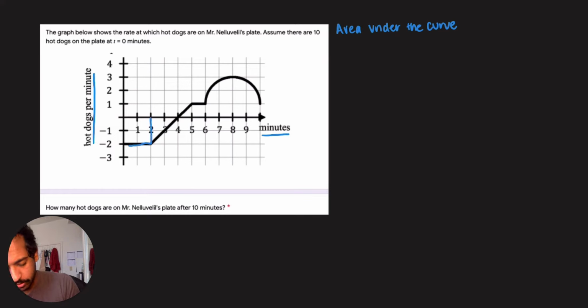Here I see a square. Here I see a triangle. Here I see a smaller triangle. Here I see a rectangle. And then here I see this semicircle.